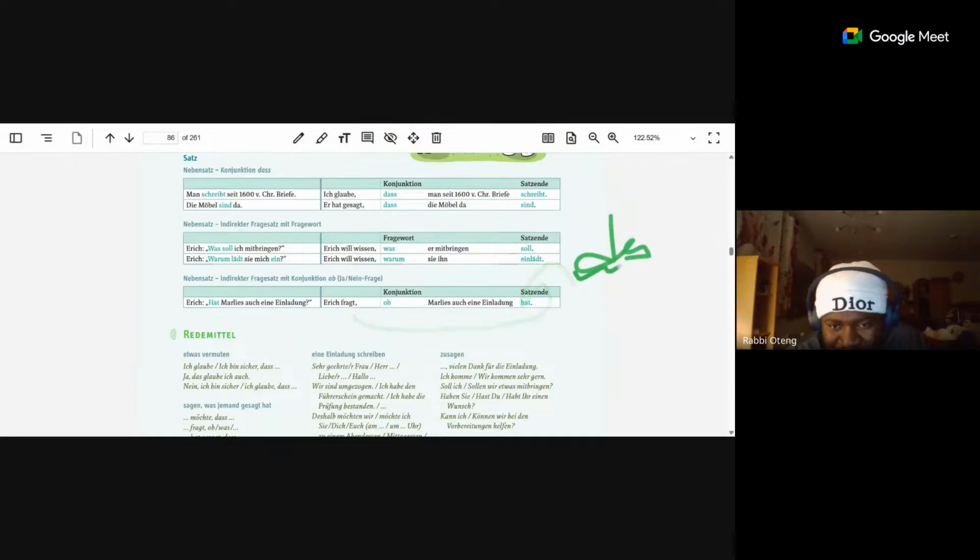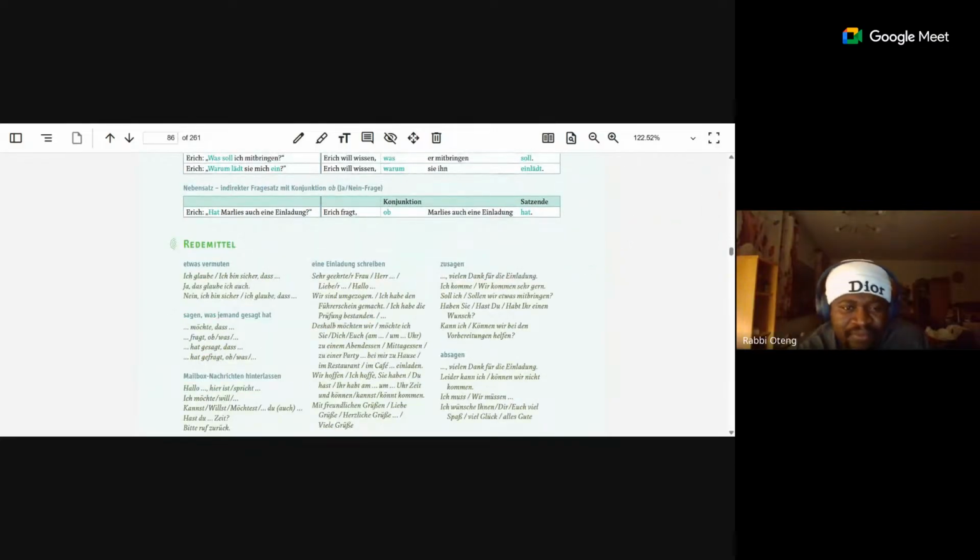So dass, denn, ob, weil, all of them, your verb goes to the end of the sentence. Then the Redemittel "vermuten". Vermuten means to guess something. So: ich glaube, dass; ich bin sicher, dass. Ja, das glaube ich auch. Nein, ich bin sicher, ich glaube, dass. You can use this Redemittel to guess something. I believe that it will come. Still, even though you believe doesn't mean it will happen, okay? You're just guessing.